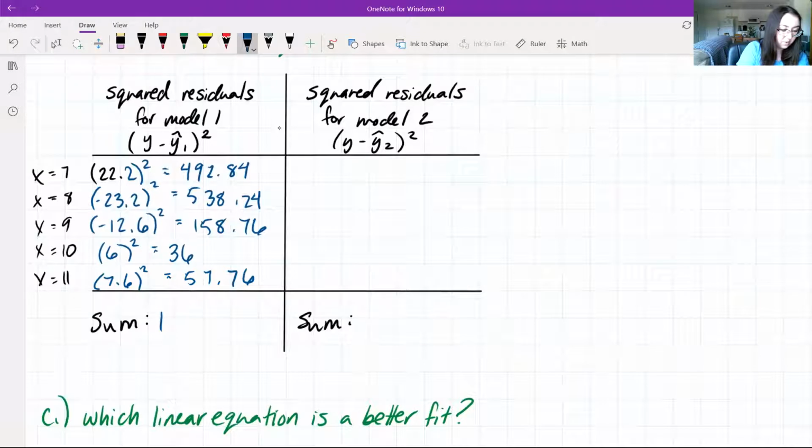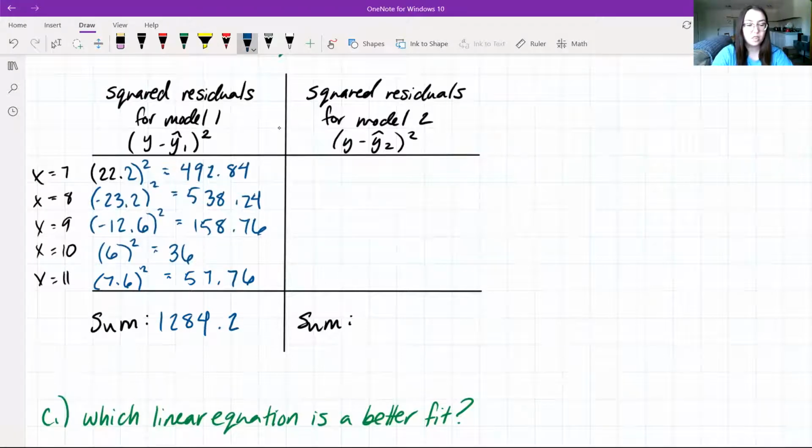And you should have gotten 1,284.2. All right, so we have our squared residuals for our model 1. Now we want to find our squared residuals for our model 2.